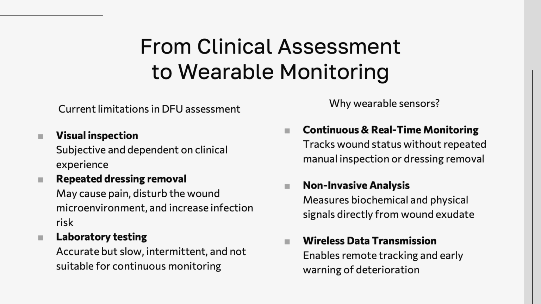Another approach is laboratory testing, taking samples and sending them to a lab. This is more accurate, but it's slow, intermittent, and definitely not suitable for continuous monitoring at home. So the question becomes, can we do better? Can we track what's happening inside the wound continuously, non-invasively, and in real time? That's exactly what wearable sensors aim to do. A smart wound dressing equipped with the right sensor could measure chemical and physical signals directly from the wound, and even transmit that data wirelessly to a healthcare provider for remote monitoring and early warning.